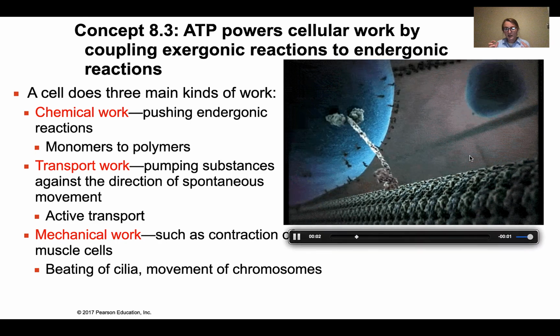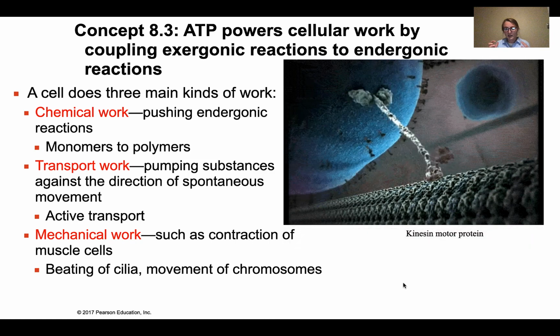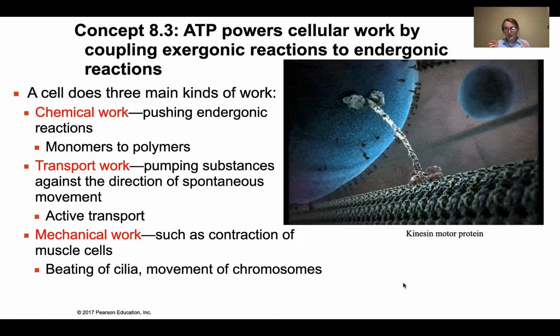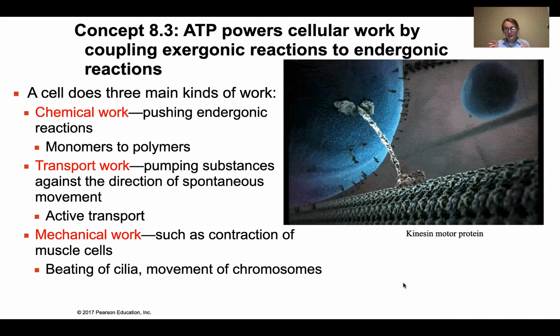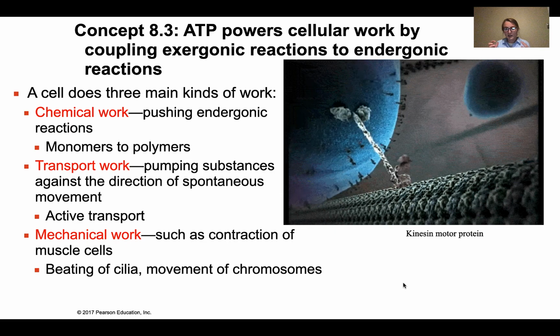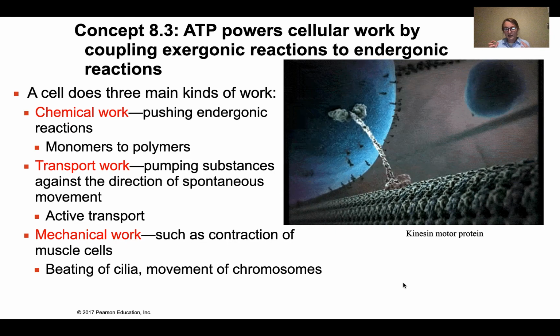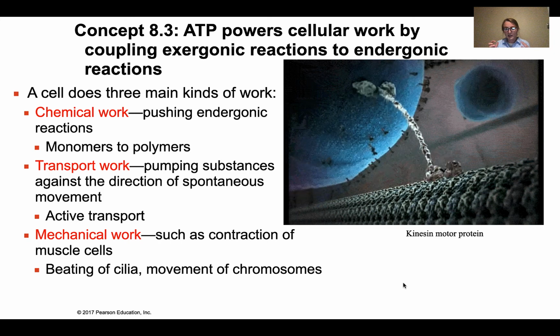I just absolutely love this animation. This is a kinesin motor protein that's moving a vesicle across one of our filaments. So cool. He's just really like boom, boom, boom, just walking along. I love it. And all of that is powered by the coupling of endergonic and exergonic reactions by ATP.